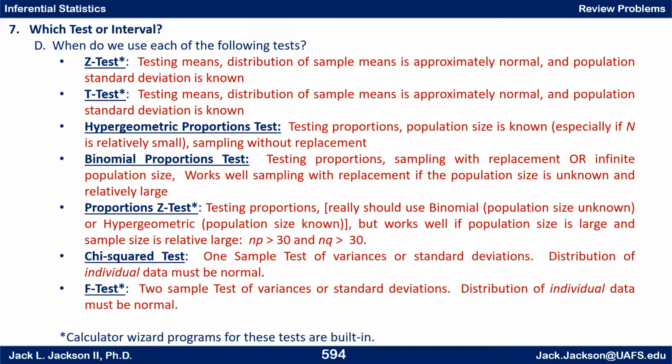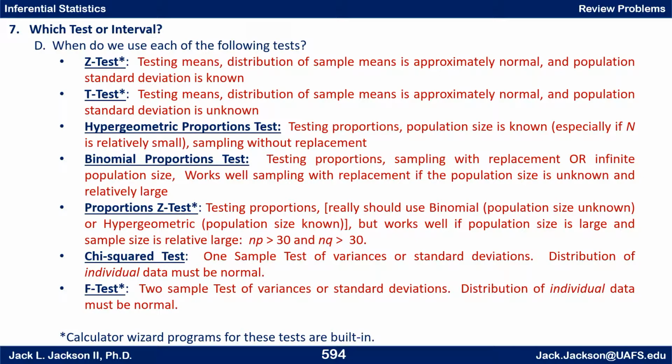On a Z-test, we are testing means. The distribution of sample means must be approximately normal, and the population standard deviation is known. Same thing for a Z-interval. A T-test or T-interval, we're testing means. The distribution of sample means is approximately normal, and the population standard deviation is unknown. So when the standard deviation is known, we're in the Z-test situation. The standard deviation is unknown for the population, then it's in a T-test situation.